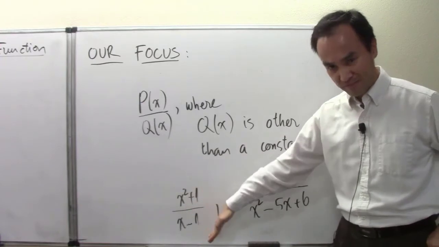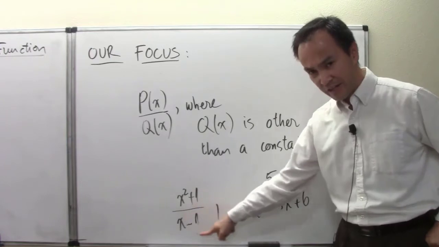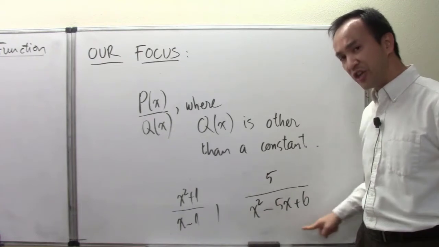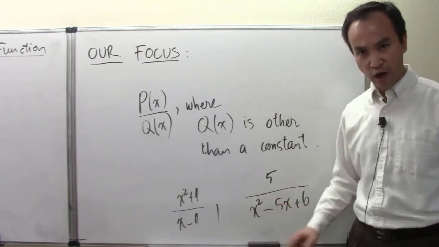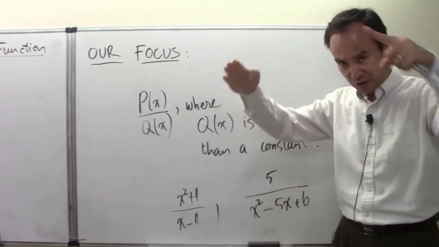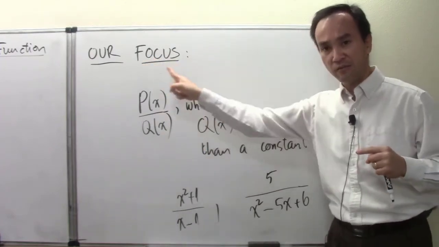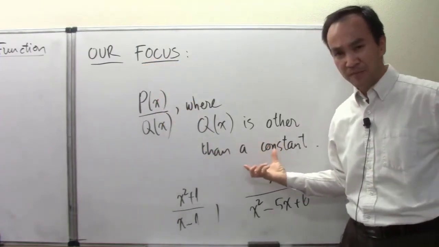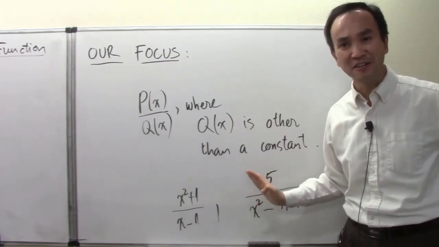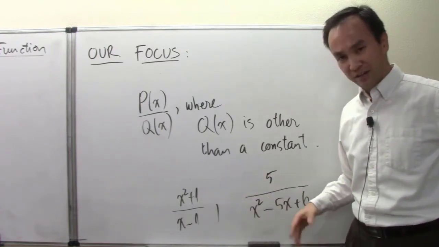For example, I mentioned this function right here, x squared plus 1 over x minus 1. The denominator here is other than just a constant. Or something like this: the numerator p of x and the denominator q of x, which is other than a constant. The reason I turn our focus to this kind of rational function, where the denominator is other than a constant, is simply because this is where it creates all that fascinating learning detail about how we can find the domain of a rational function.